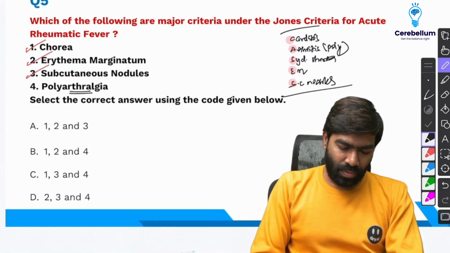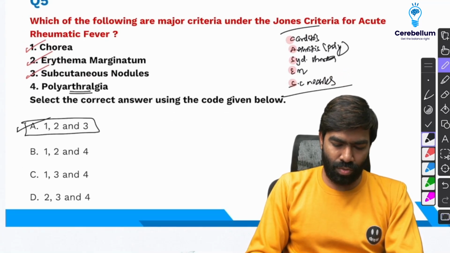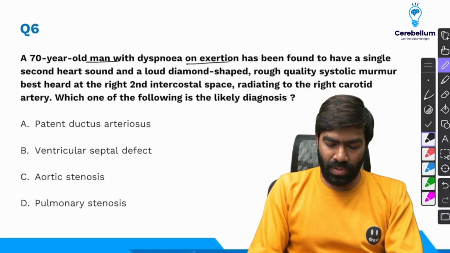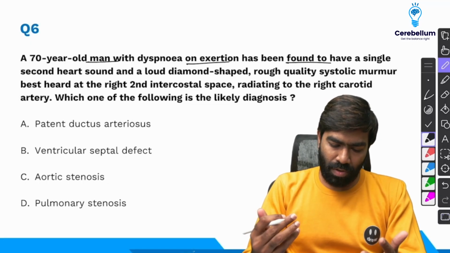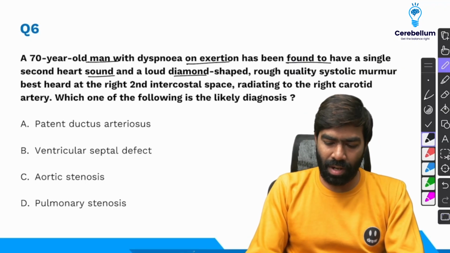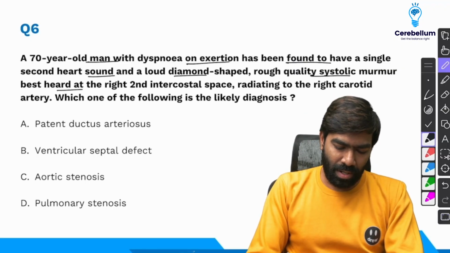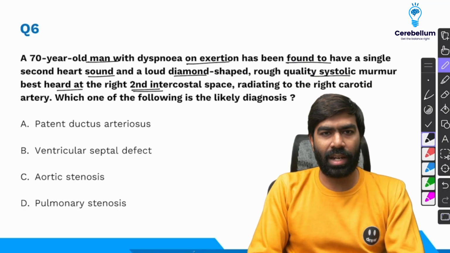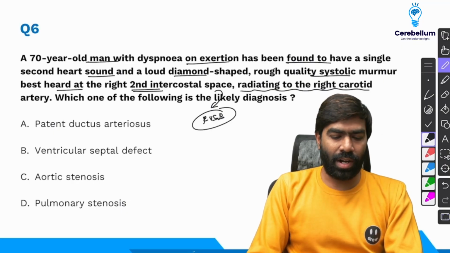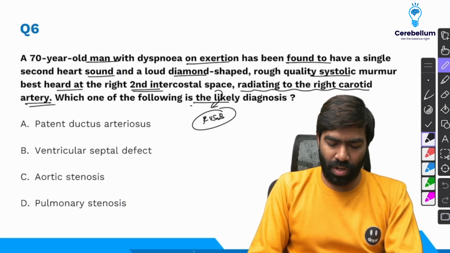And the right answer for this question is going to be option A, 1, 2, and 3. Going to question number 6, a 70-year-old man with dyspnea on exertion has been found to have a single second heart sound with a loud diamond-shaped rough quality systolic murmur, best heard in the right second intercostal space, which means they're talking about right upper sternal border, and it is radiating to the right carotid artery. Which of the following is the likely diagnosis?